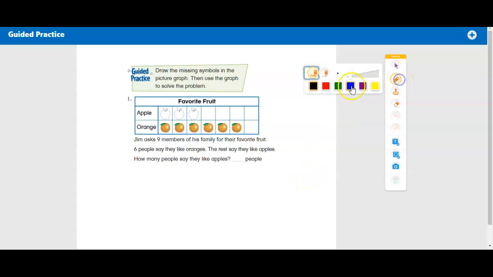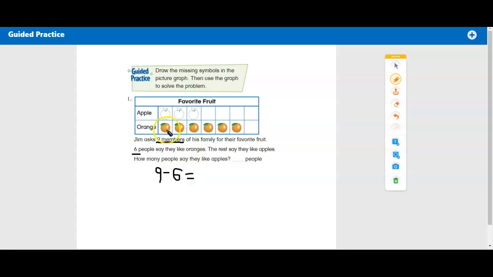What we could do to solve for how many people say they like apples is look back at our problem. It tells us that Jim asks 9 of his family members their favorite fruit, and 6 of them say they like oranges. We could take that total number of the family members that Jim asks, subtract how many we know say they like oranges, and then get our answer.